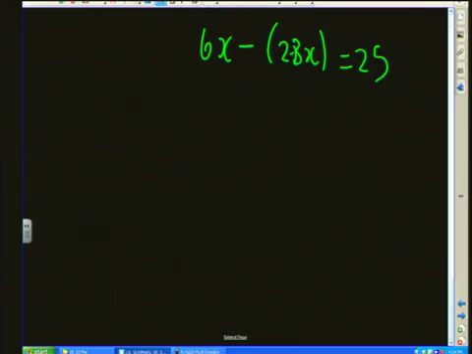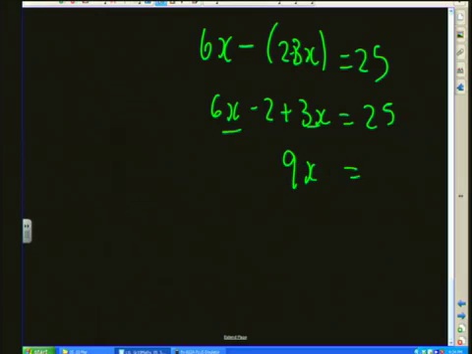Okay, then we simplify. You can see we've got an equation now just with x in it. So I get 6x minus 2 plus 3x is equal to 25. 6x plus 3x is 9x. Take the 2 over to the right-hand side. 25 plus 2 is 27. So therefore, x is equal to 3. Okay, which it should do because we've already seen by elimination x was equal to 3.